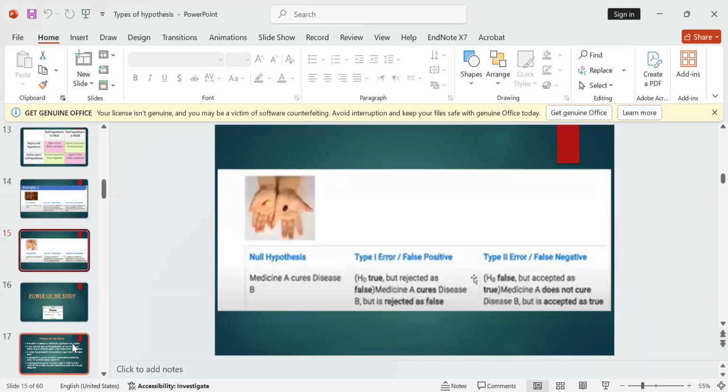Another example, according to the null hypothesis, medicine A cures disease B. According to type 1 error, the null hypothesis is true but rejected as false. Medicine A cures disease B, but it is rejected as false. Type 2 error, the null hypothesis is false but accepted as true. Medicine A does not cure disease B, but is accepted as true.